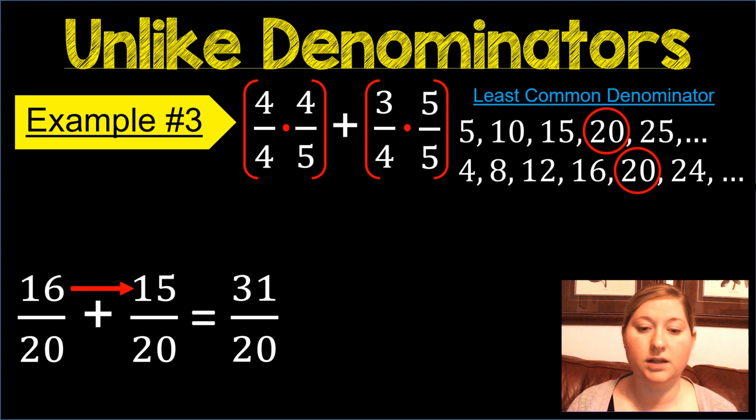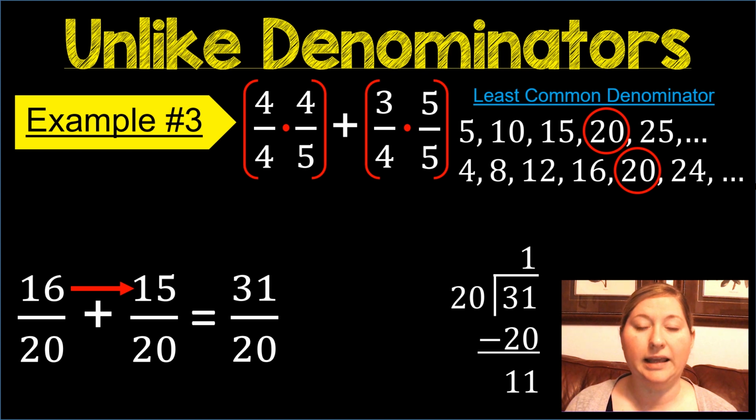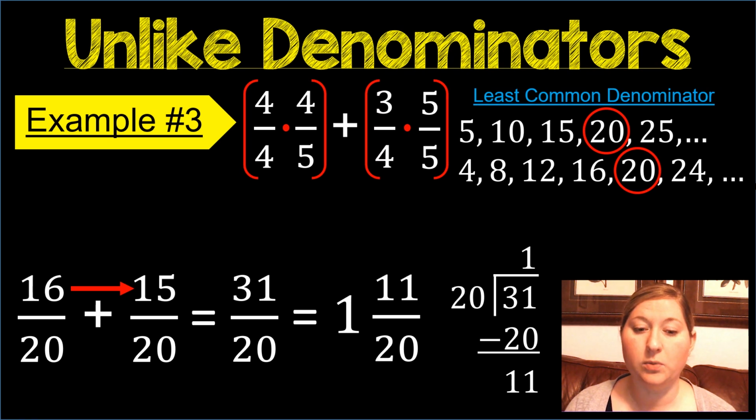And how I do this is I divide. The numerator goes inside the box, denominator's outside. Ask myself, how many times does 20 go into 31? Well, it goes in once. 1 times 20 will give me 20. When I subtract, I get 11. And how I write it is how many times it went in. That's my big number, so my 1. My remainder, 11, becomes my numerator, and the denominator stays 20.